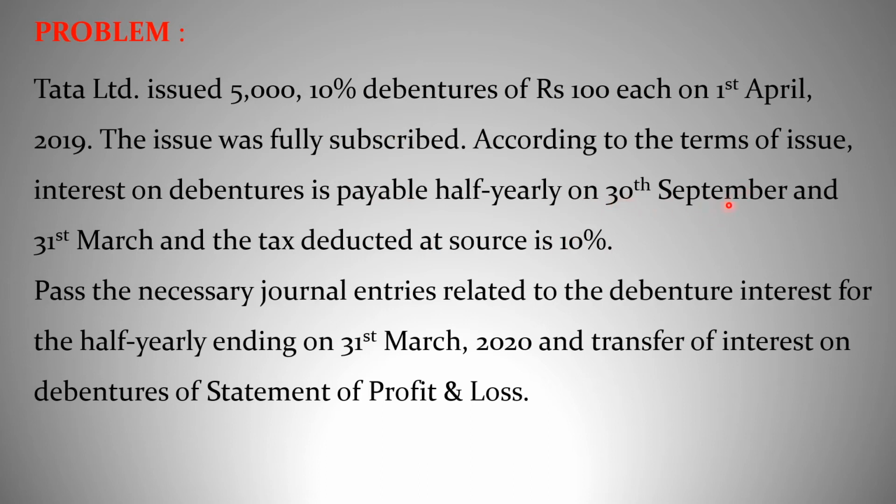But here we have to show it on a half-yearly basis. Half-yearly means 50,000 divided by 2, that is 25,000 for the first half. Thereupon you have to calculate 10% tax on 25,000, which comes to 2,500. That is TDS. Now we will enter the accounting treatment.